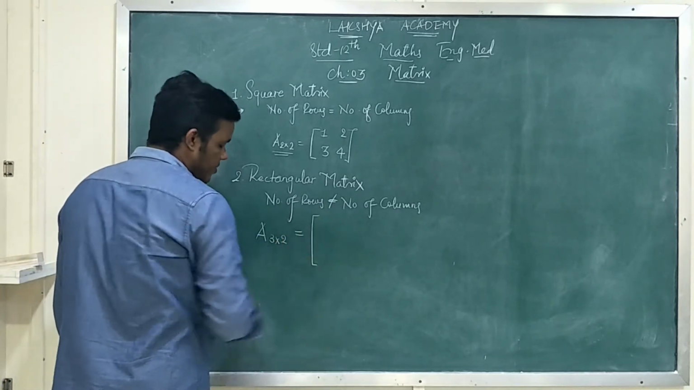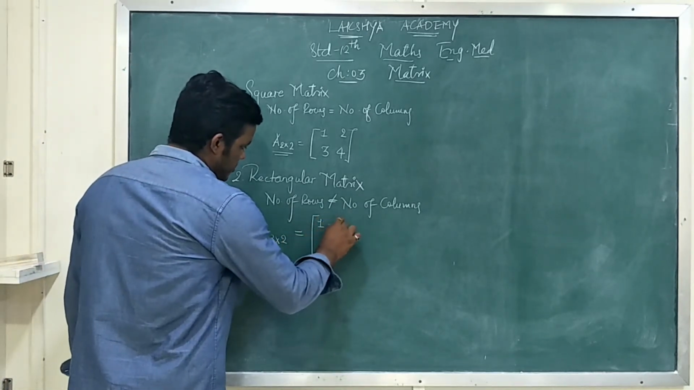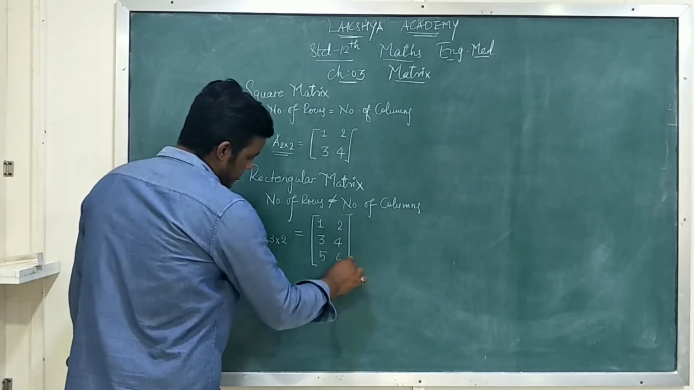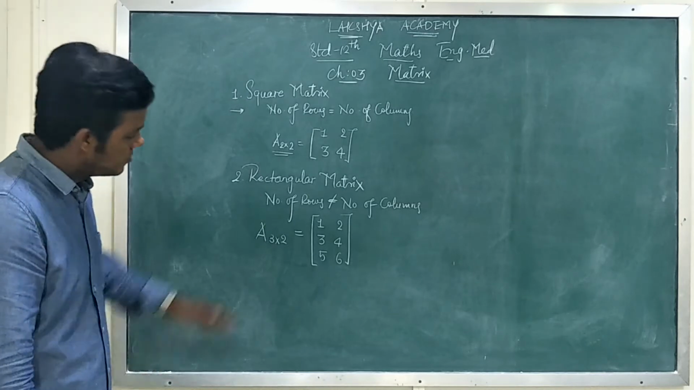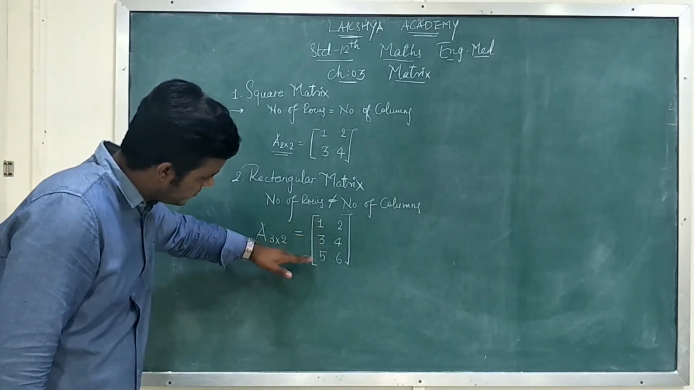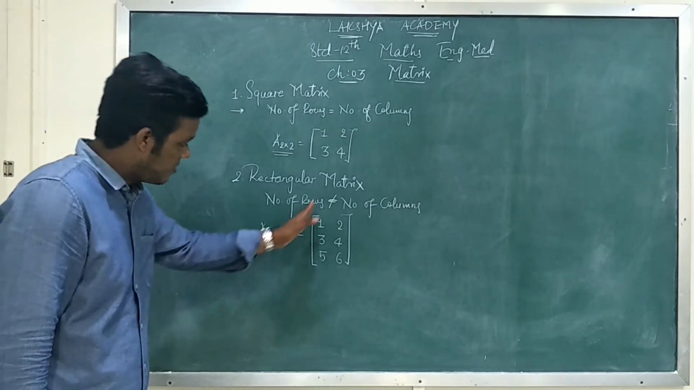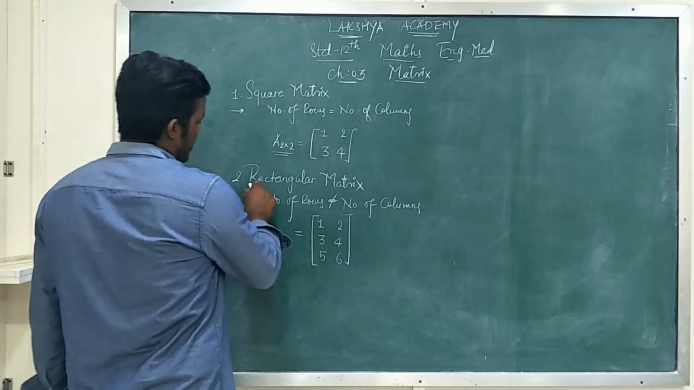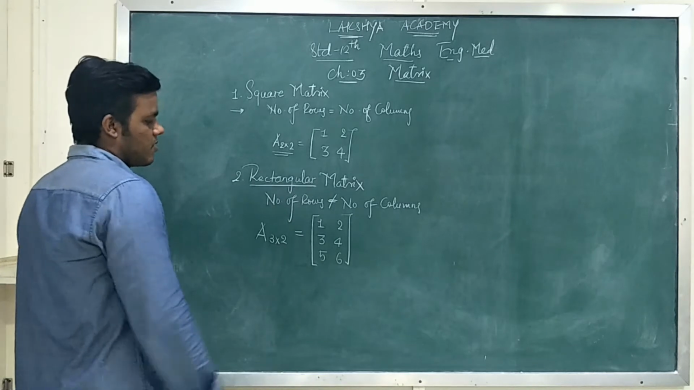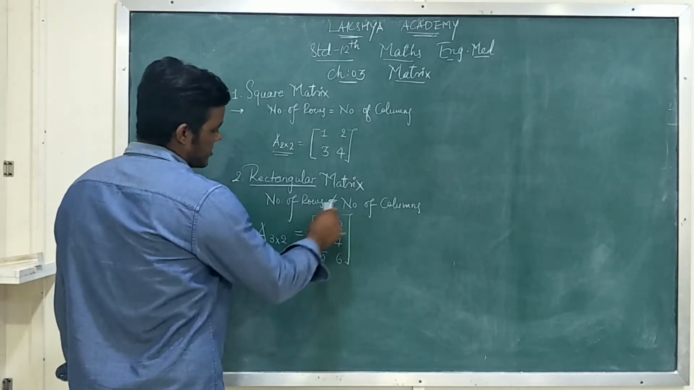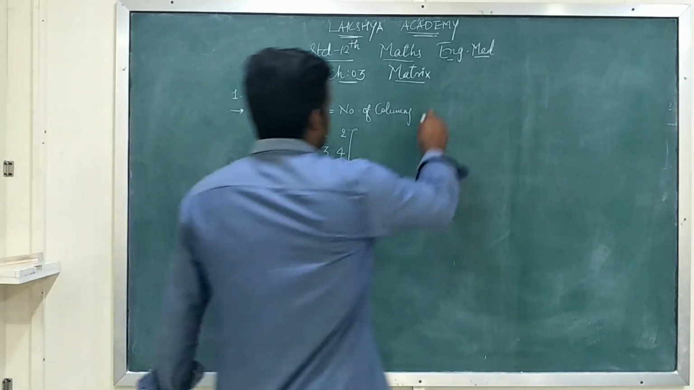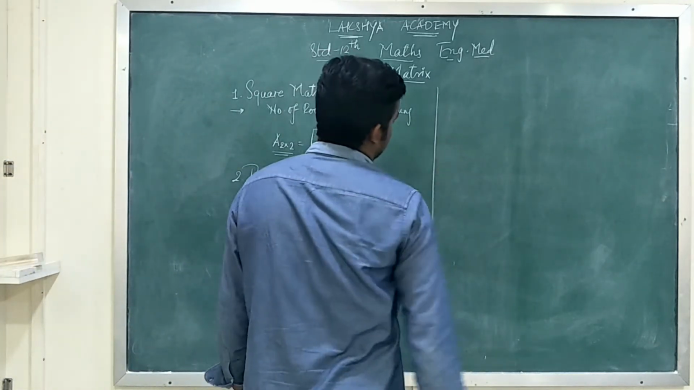So 3 rows, 1, 2, 3, 4, 5, 6. This matrix has 3 rows, first row, second row, third row, and 2 columns, first column and second column. So this is said to be a rectangular matrix because it is showing a rectangular shape or form, right? Then the third one.